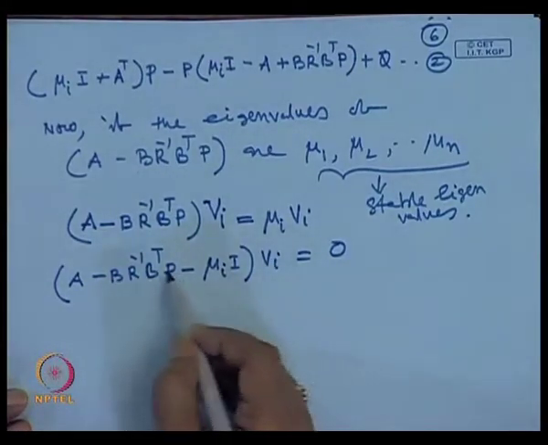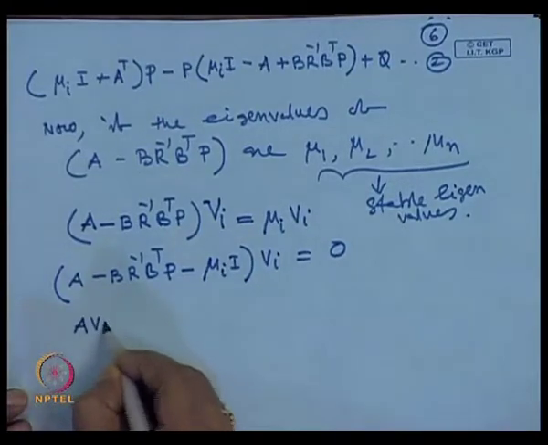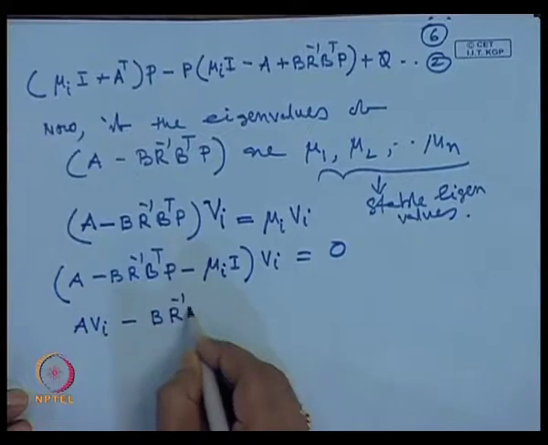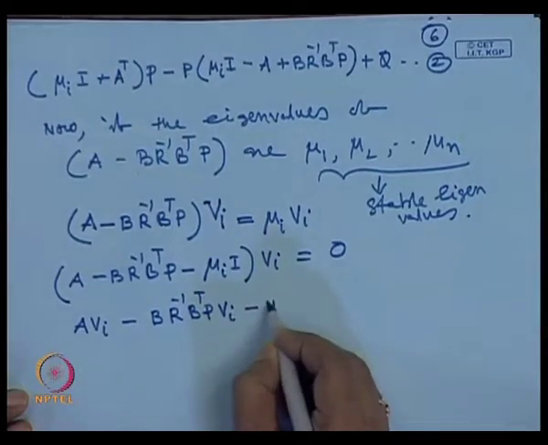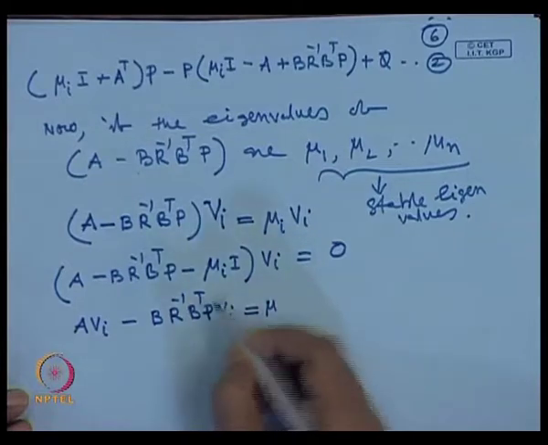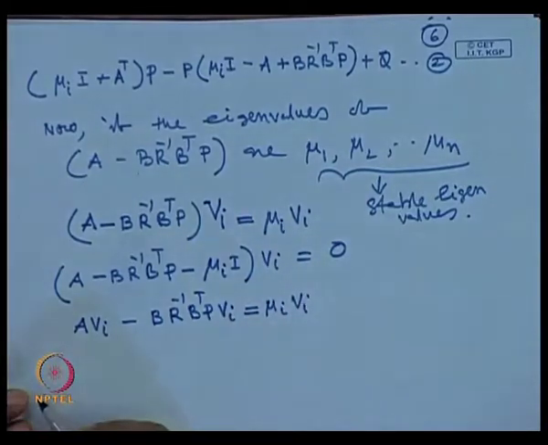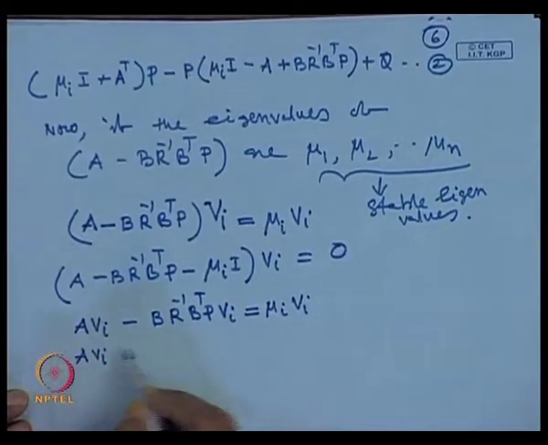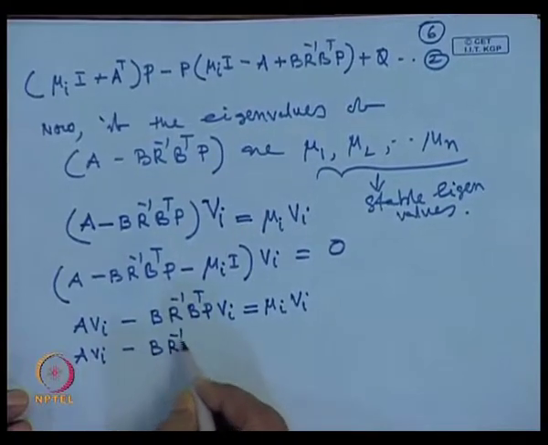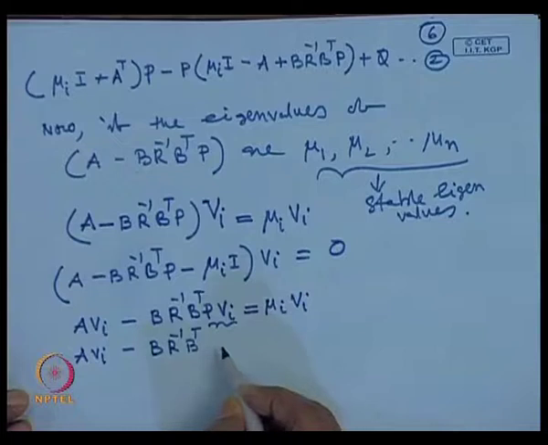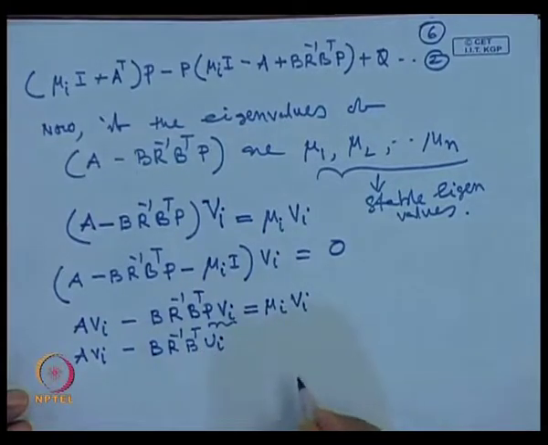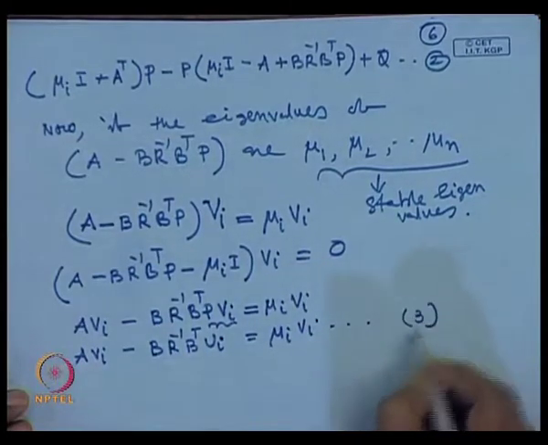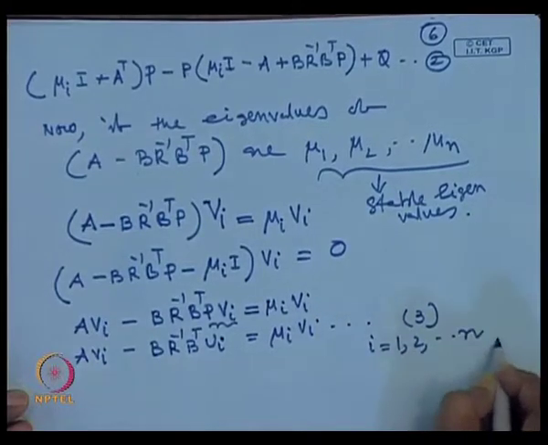Push P V I inside. It will be P A V I minus P B R inverse B transpose P V I, and if I take mu I P V I to the right hand side, it will be mu I P V I. So, this is nothing but this matrix multiplied by a vector, so it will be a vector which I denote by U I, equal to mu I V I. Let us call this equation number 3, and this is valid for n number of equations.